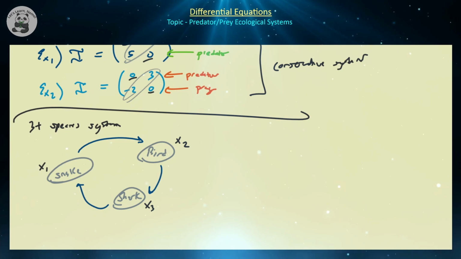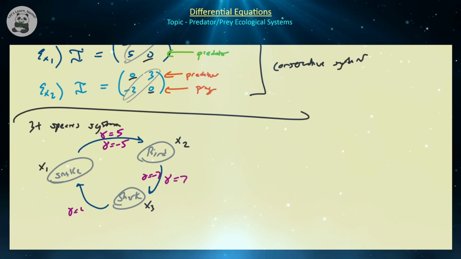Let's assume that the interaction between snake and bird is, say, gamma 5 with equal interaction in the other direction of minus 5. Let's assume for bird, its gamma is equal to 7 and gamma is equal to minus 7, so equal interactions. And then gamma is equal to 4 and gamma is equal to minus 4 for our shark and snake interaction. Right. So in this particular case, this is going to be a conservative system. For example, snake eats bird. So snake benefits, bird does not benefit, it suffers. Bird benefits from shark, but shark suffers from bird. And snake suffers from shark, but shark benefits from snake.